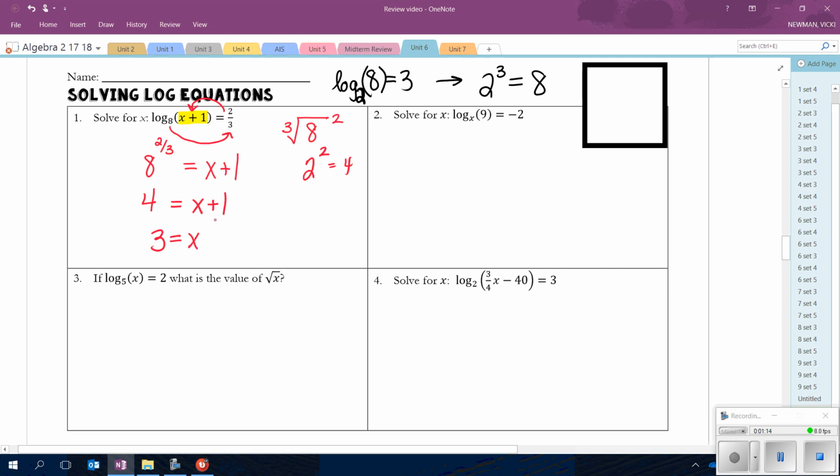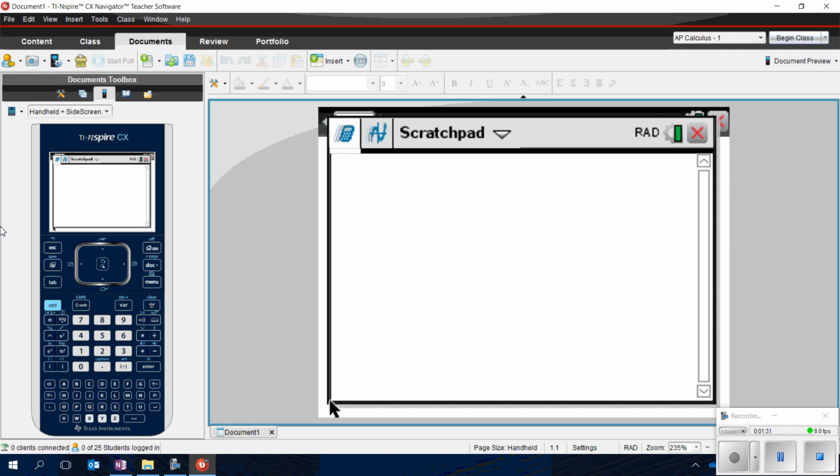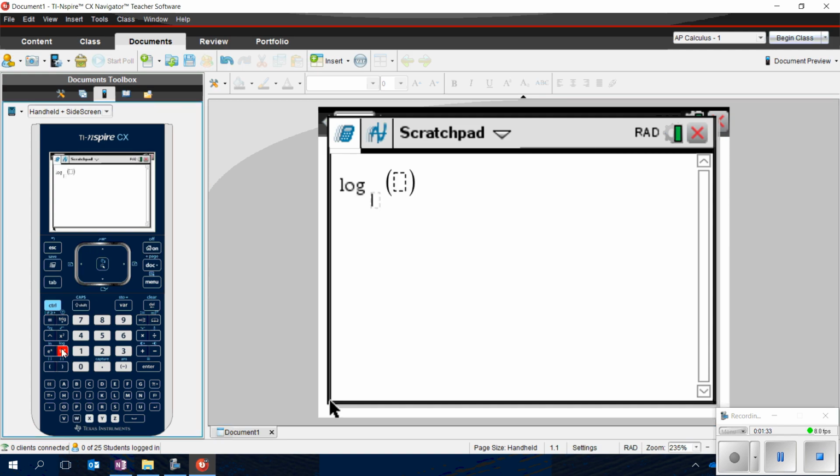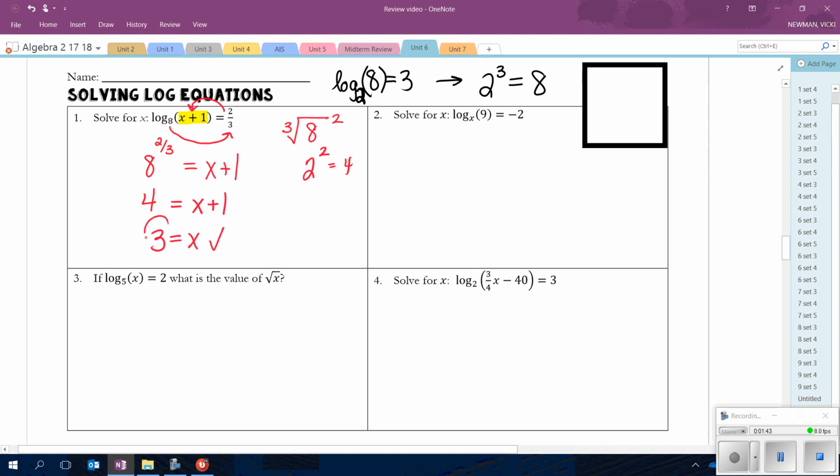Now, the thing about log equations is that you have to check them, because the domain of logs has to do with what's inside of them. We know we can't take the log of a negative, and we know the base can't be negative. So we go to our calculator and we check. So we want to make sure that we can do that. So log base 8 of 3 plus 1, is that 2/3? Yeah, 0.6 repeating is 2/3. So yes, that works out. Check.